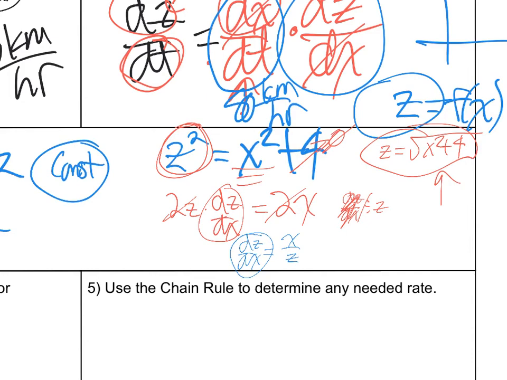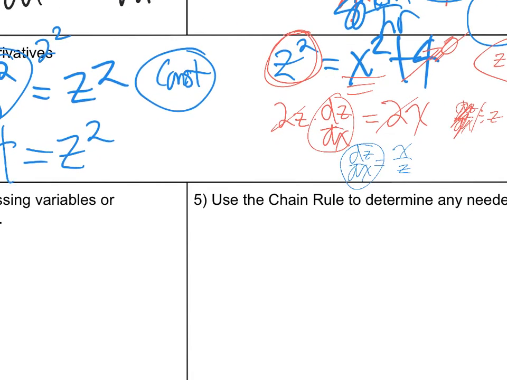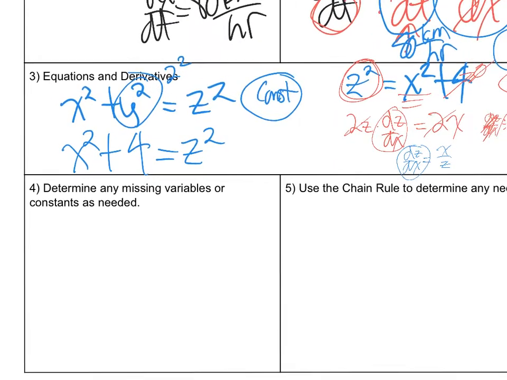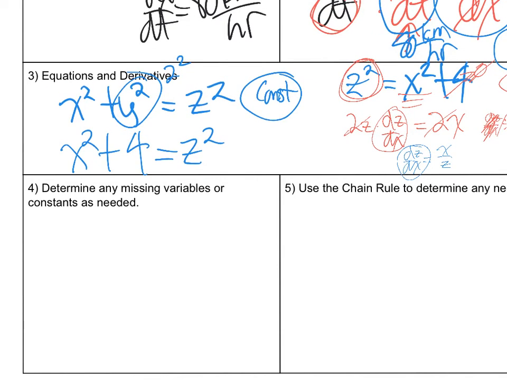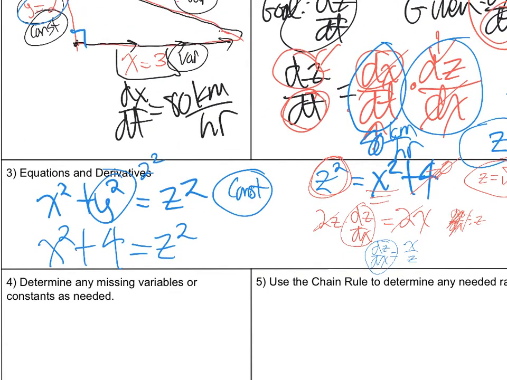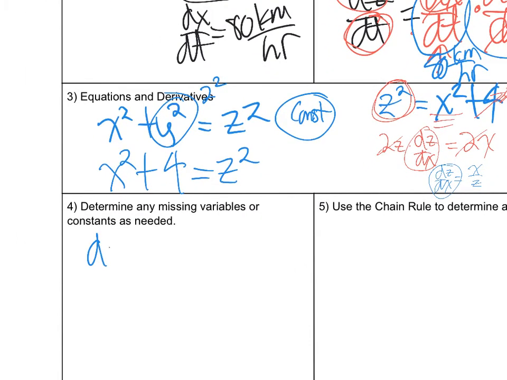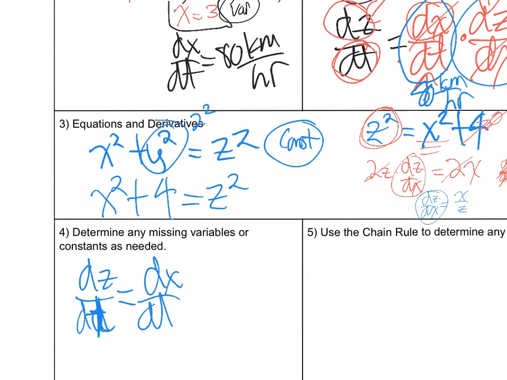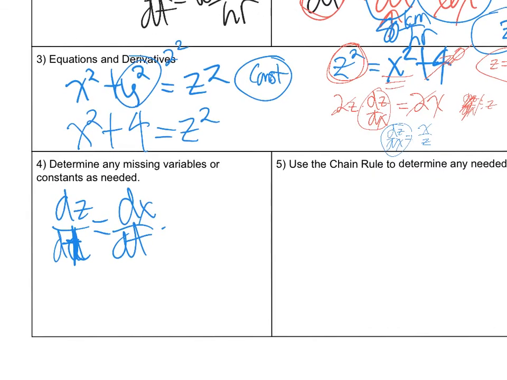So now we come down and we have to determine any missing variables. So what I should do here is write down the chain rule that I started with. So dz by dt was my goal. And that's going to equal dx by dt multiplied by dz by dx. And I substitute things in.